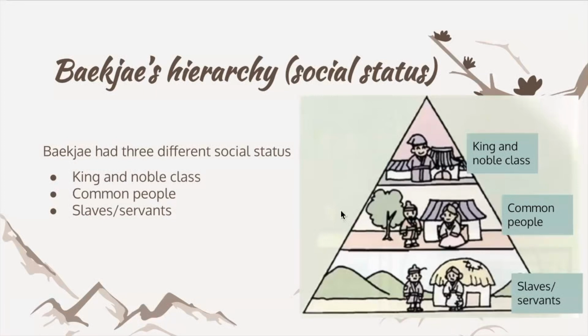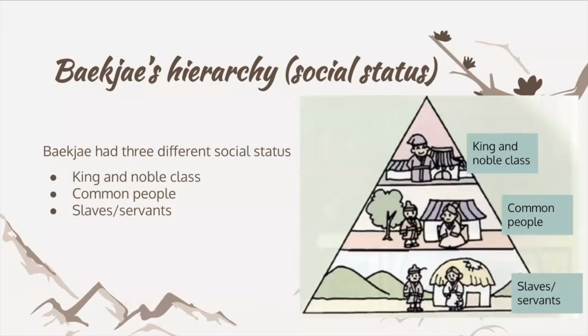As you see in the picture, many things are different. First, their clothing is different. King and noble classes were the highest classes. They had a lot of money and they could wear good clothes. Common people are wearing common clothes. Most of them were farmers. The lowest class, slaves and servants, did not have the chance to choose the clothes they want.